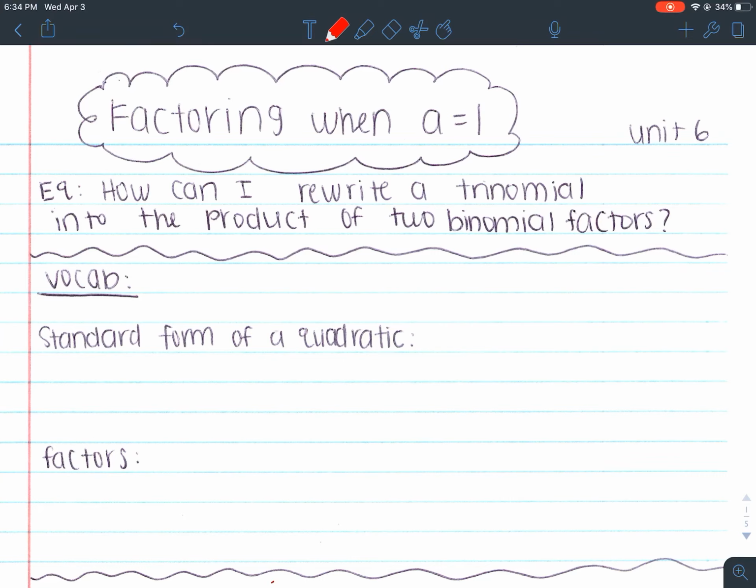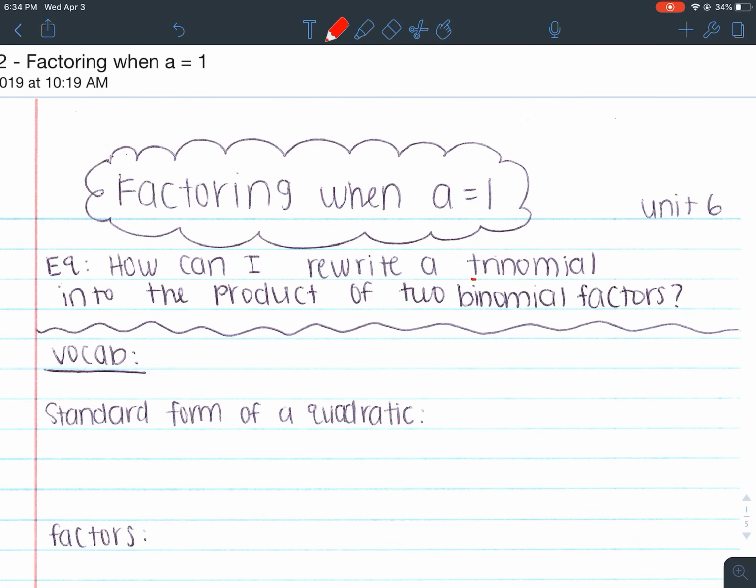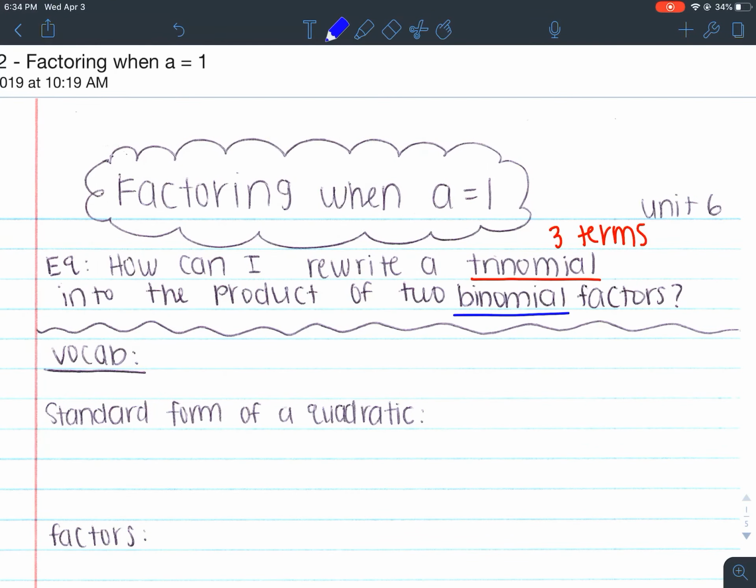So let's look at our essential question. I know I usually don't really focus on it, but we're going to focus on it a little bit today. So how can I rewrite a trinomial? A trinomial is something that's 3 terms. We want to rewrite a trinomial into the product of two binomial factors. Well, binomial means 2 terms, so I need 2 things that are 2 terms, and essentially I'll have 4 terms altogether.